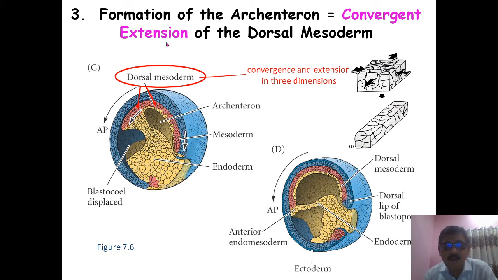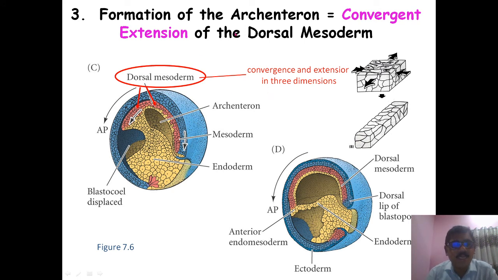So the first process is inward movement, that is ingression, then involution, and the third process is convergent extension.